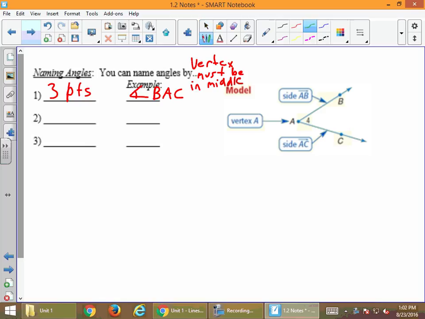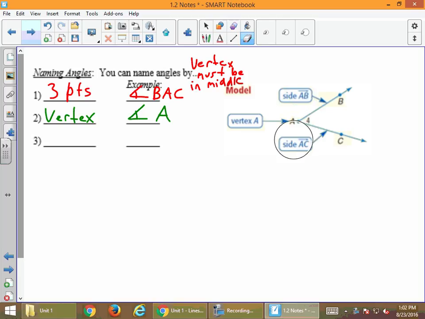The next one is naming it by its vertex. The vertex is the point where two rays come together, where two rays intersect. So looking up here, I could call this angle what? What is the vertex? A. So I could also call this angle A. This way does not always work, because if I have more than two rays coming together, you'll see examples down the road. If I had another one coming off right there, that would not work. I don't know what angle A is. There are 4 different options it could be. So you have to be specific. But in this case, there are only 2 rays. You can call it angle A. That's the angle we're talking about. Name it by its vertex.